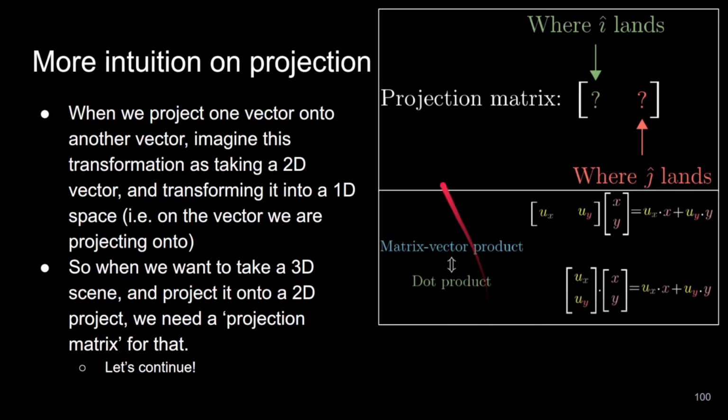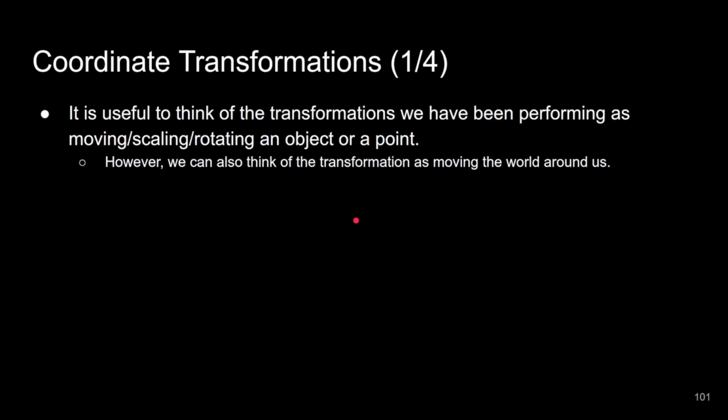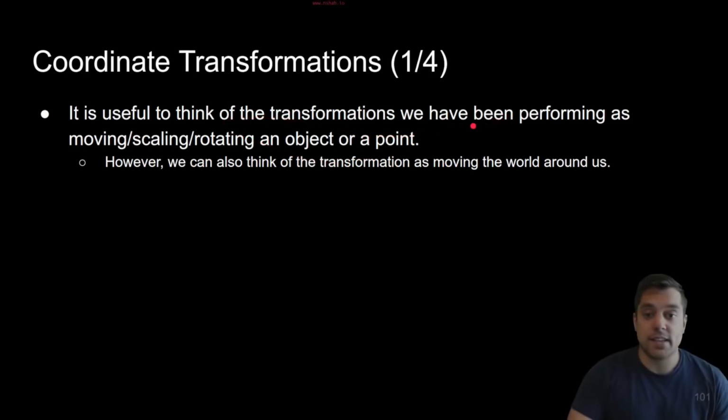That's the sort of operation. So you can think of projection as reducing a dimension. All right, so again, it's always useful to think about these transformations as moving an object or a point around. But we can actually think about this in 2 different ways.